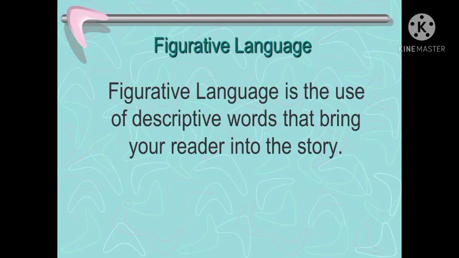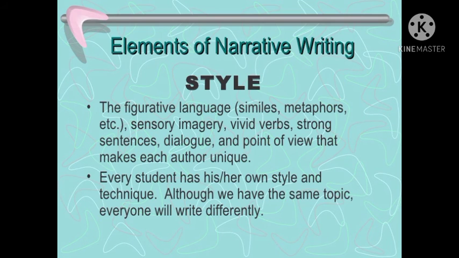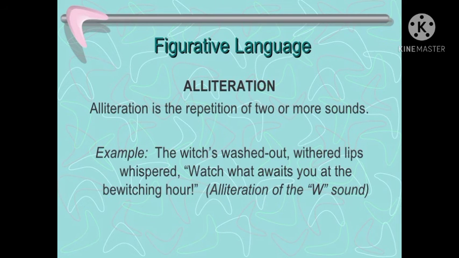The next important thing is figurative language. Figurative language is the use of descriptive words that bring your reader into the story. The use of figurative language means similes, metaphors, personification, hyperbole, alliteration, etc. Now, the use of figurative language, sensory imagery, vivid verbs, strong sentences, dialogue, and point of view. These are the things that make each other unique. Now, every student has his or her own style and technique. Although we have the same topic, everyone will write differently.